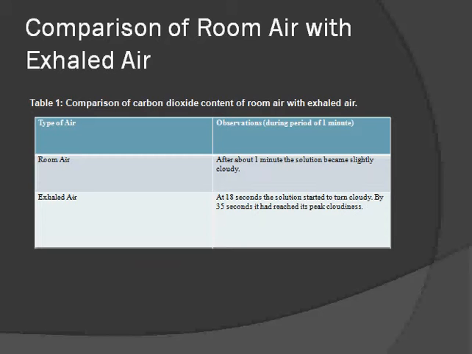These rates of change indicate that there is more carbon dioxide in the exhaled air relative to the room air. This greater concentration of carbon dioxide in exhaled air drives the equilibrium to the right, yielding the calcium carbonate precipitate at an increased rate compared to that of room air.